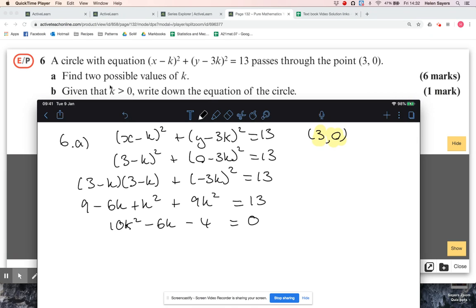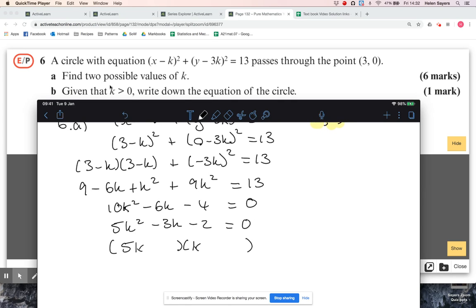You can put this into your calculator. If I cancel through by 2, it'll make it easier to factorise. I'm assuming it does, it might not, so it's worth checking. If it does factorise, obviously 5 and 2 are both prime, so it has to be 5k and k. And then if I go for minus 5k plus 2k, I think we're away. So that's going to be k equals minus 5 over 2, and that's going to give me k as 1.